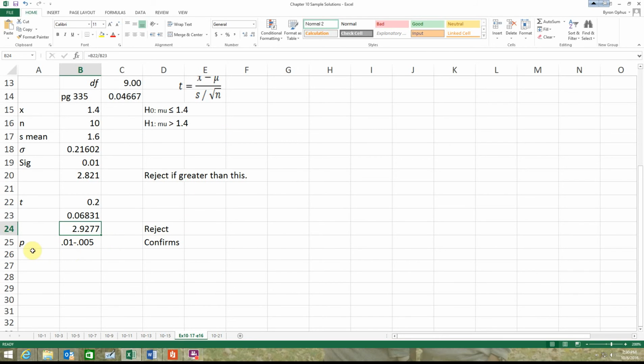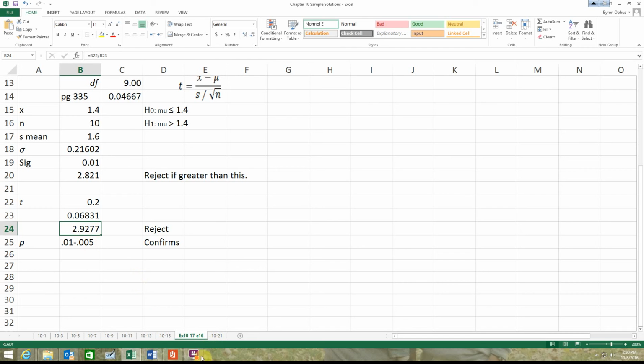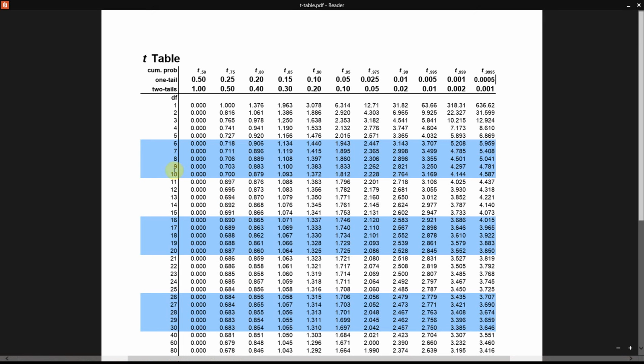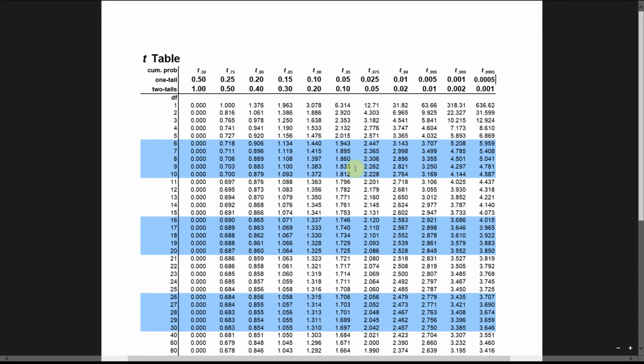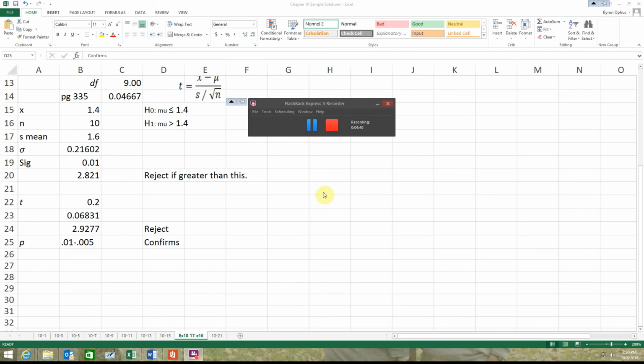Okay, and then I go look up the p-value again using my degrees of freedom of 9, and I'm using this number, the 2.9. So I come to 9, I come up, it keeps getting bigger. There's 2.8, so it's higher than that, but it's lower than that. So on a one tail, it's between 0.01 and 0.005. Okay, or I would say perhaps that it's less than 0.01. And what that does is it simply confirms the rejection of the null hypothesis. And there you have 10-18.